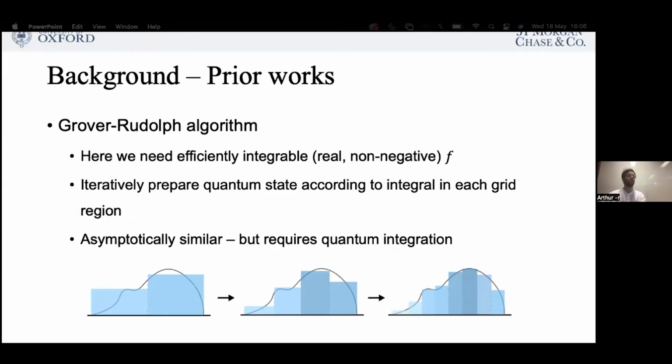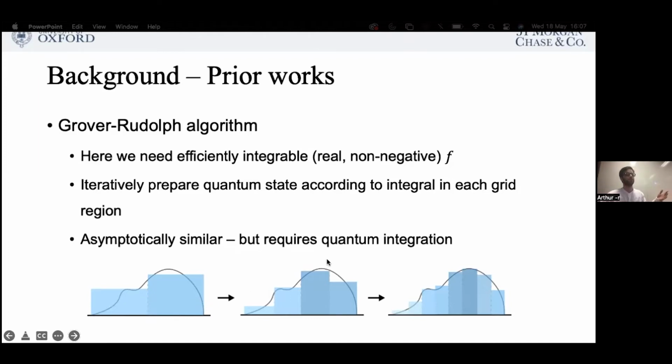The first one was the Grover-Rudolph algorithm, which was presented in like 2001 or 2002. It requires an efficiently integrable real non-negative function and iteratively prepares the quantum state according to the integrals in each grid region. In this figure, you can see that the algorithm would start on one qubit. It would assign an amplitude to the zero state that corresponds to the density of the function in the left half of the interval. And same for the one state, it would assign the amplitude corresponding to the density of the function in the right side of the interval.